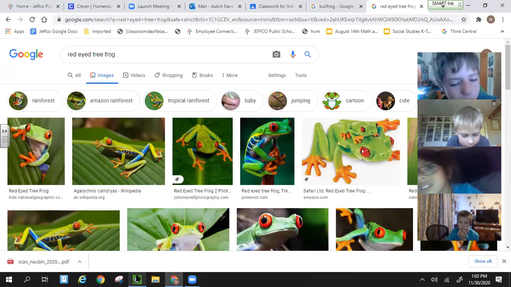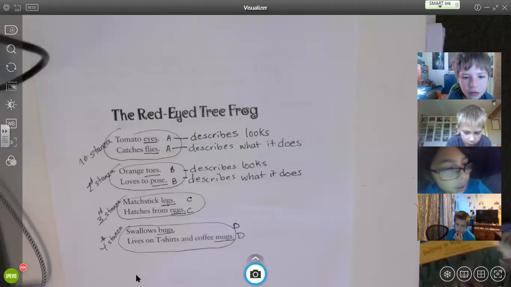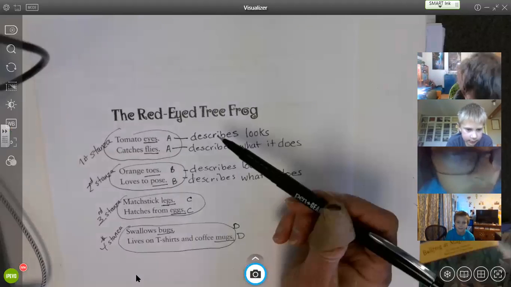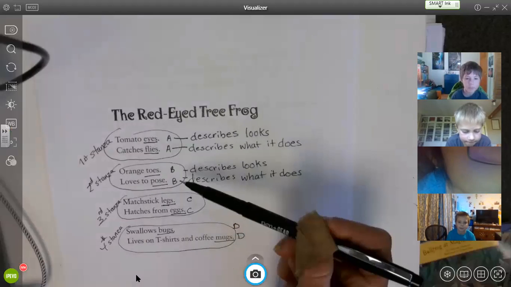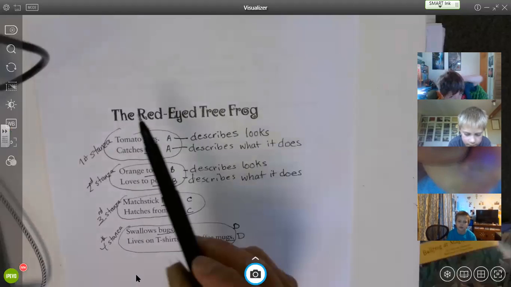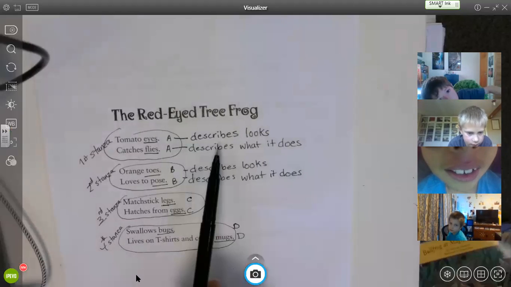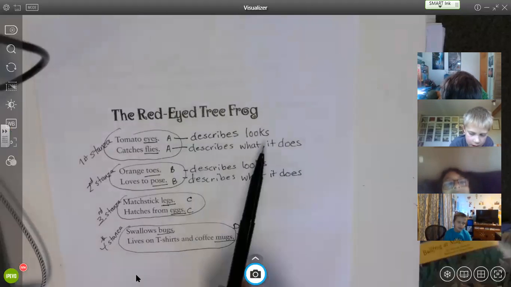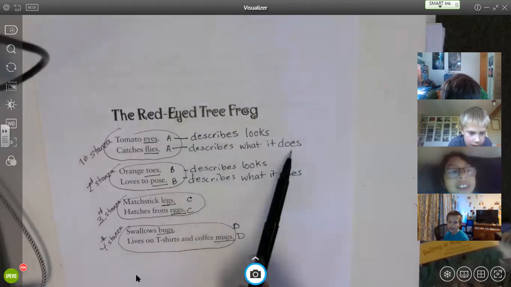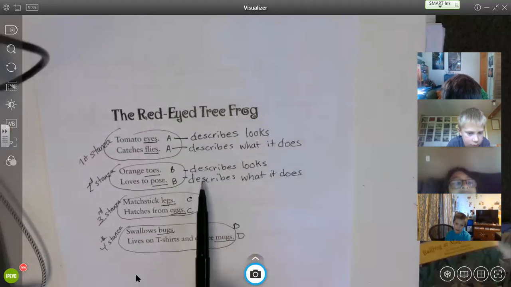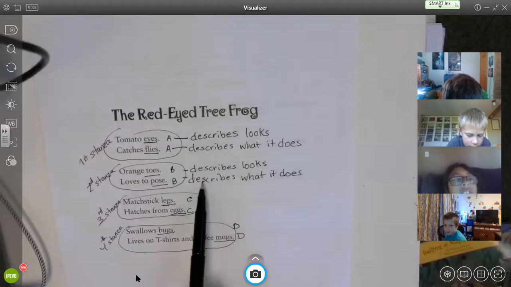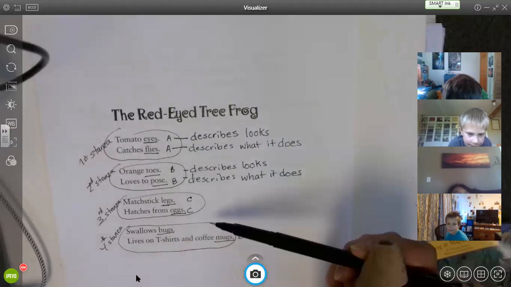They are pretty. So we have a pattern happening. We have rhyming words, A, A, B, B, C, C, D, D. But then the first line of the first stanza describes the looks. The second line describes what it does. Second stanza, again, the first line describes looks. The second line describes what it does. Let's see if that pattern continues.